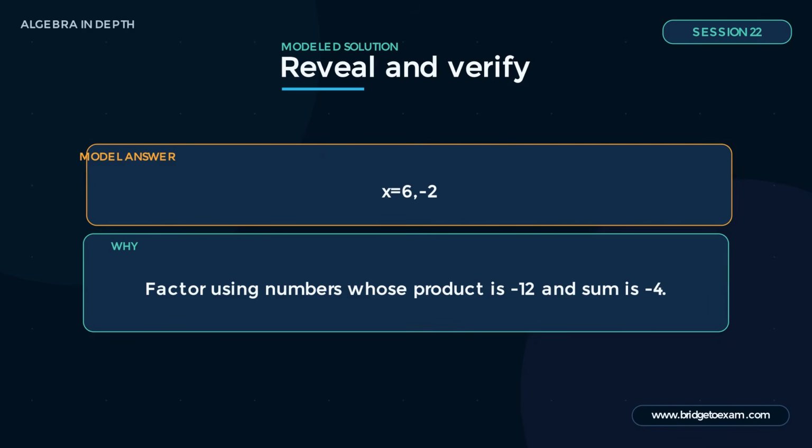Here is the modeled solution. The answer is x equals 6, −2. Factor using numbers whose product is −12 and sum is −4. Verify it against the exact wording before moving on.